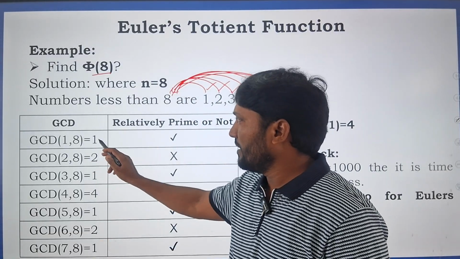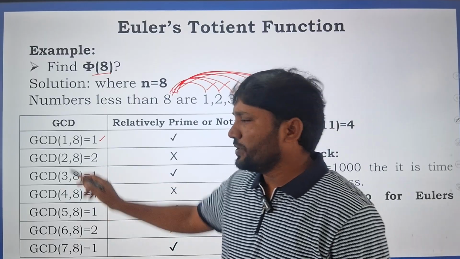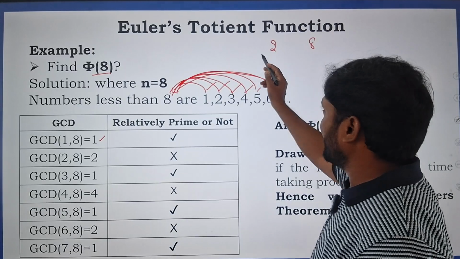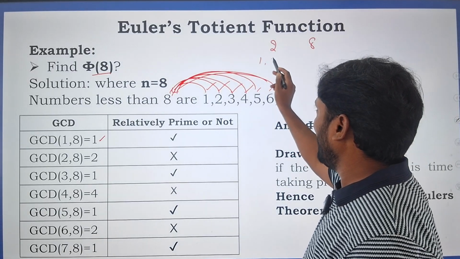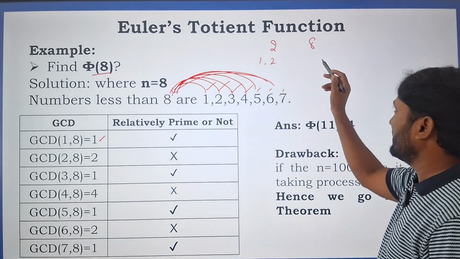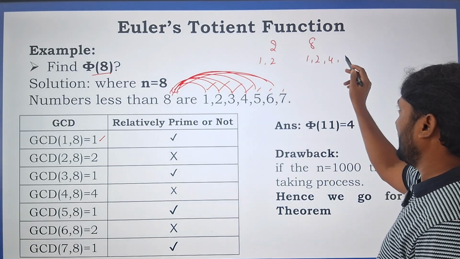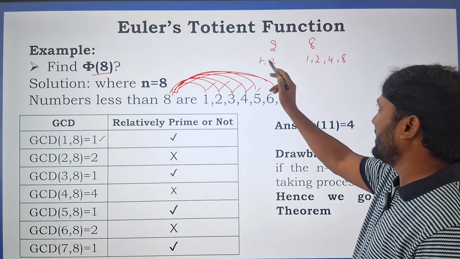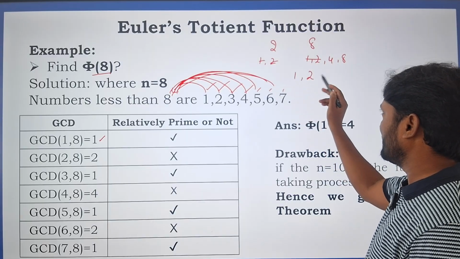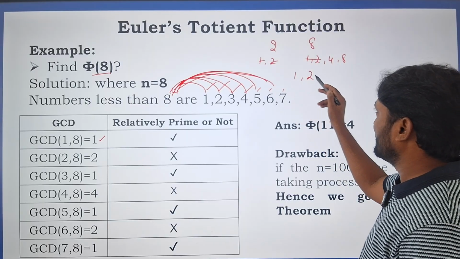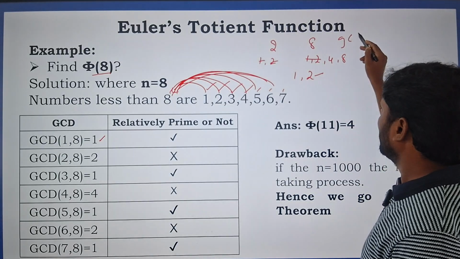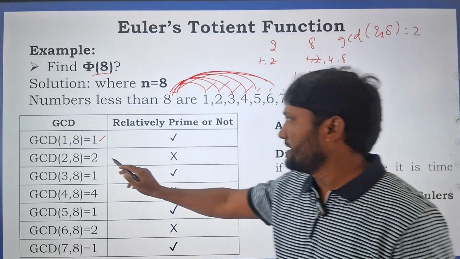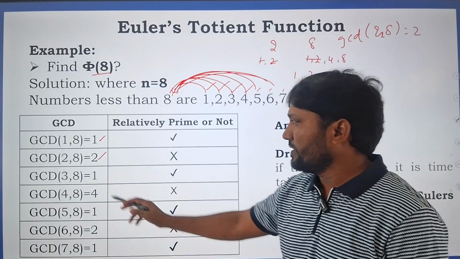Now, GCD of 1 comma 8 is 1. Now 2 comma 8 is 2. How? What are the divisors of 2 here? 1 and 2. What are the divisors of 8 here? 1, 2, 4 and 8. What are the common divisors? 1 and 2. Now what is the highest value? 2. So the GCD of 2 comma 8 is 2. And next one is 3 comma 8.